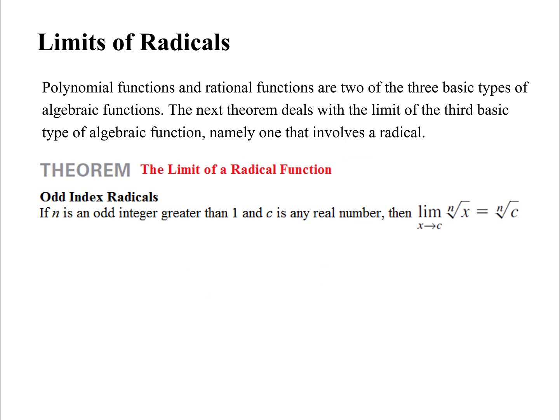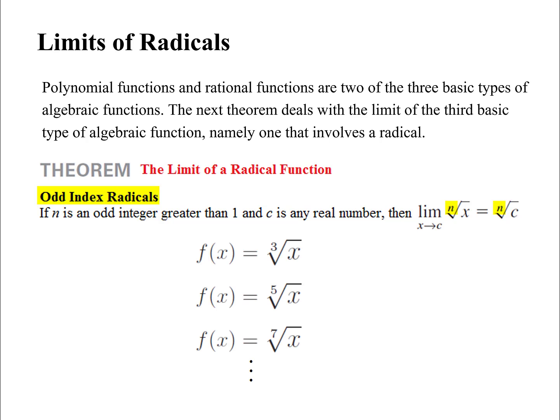Very nice. Radicals. Polynomial functions and rational functions are two of the three basic types of algebraic functions. They're probably the first two nicely defined functions. The next theorem deals with the third basic type, which is radicals. Again, there's no real order here. We could have done something else first, perhaps absolute value, but we're just progressing along a certain path. The first one is the odd radical functions. So we would be discussing cube root, fifth root, etc.